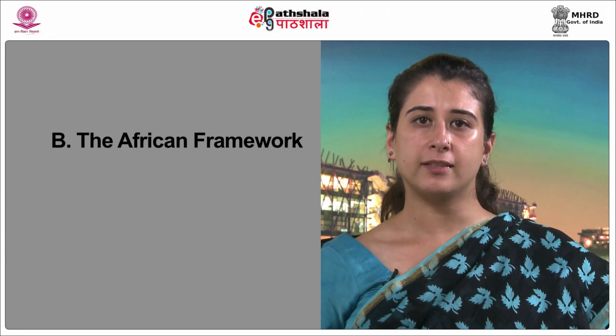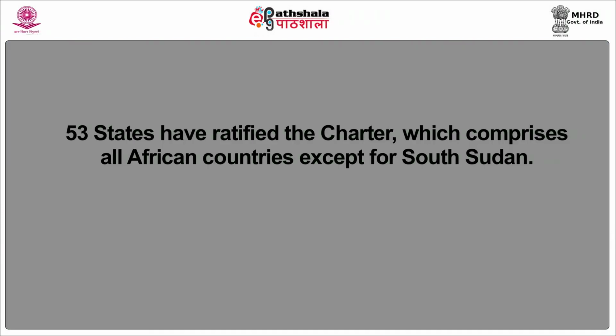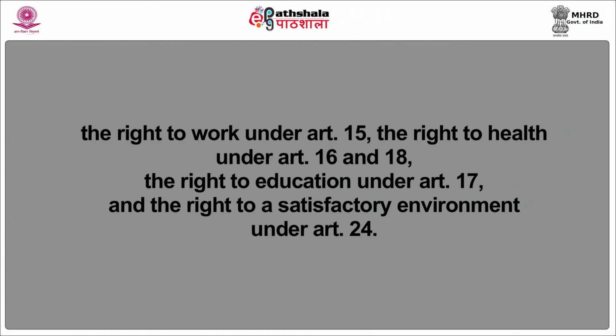The second framework is the African framework. The African Charter on Human and People's Rights 1981 is the principal human rights instrument covering the African continent. 53 states have ratified the Charter, which comprises all African countries except for South Sudan. The Charter protects a range of ESCRs. These include the right to work under Article 15, the right to health under Articles 16 and 18, the right to education under Article 17, and the right to a satisfactory environment under Article 24.